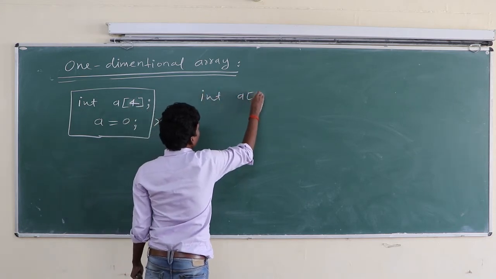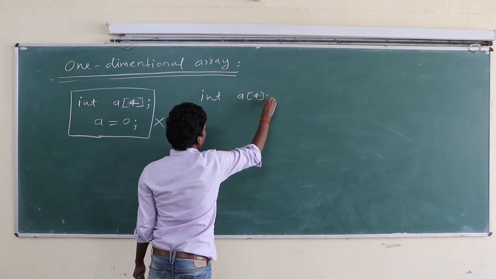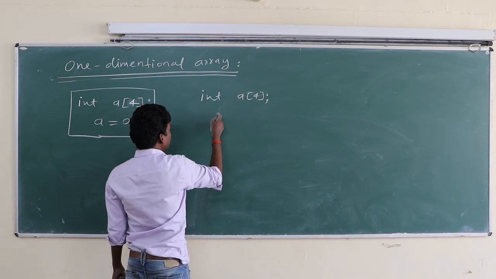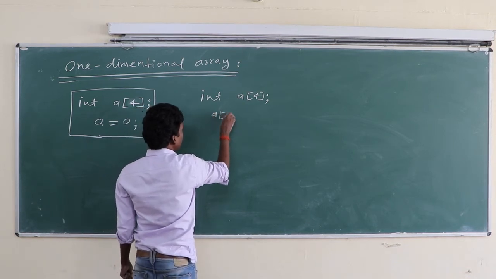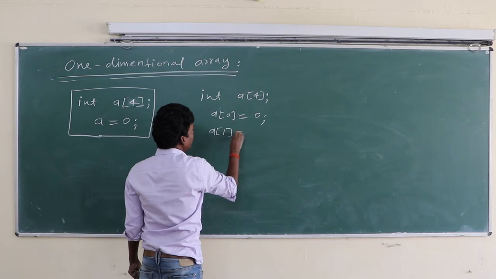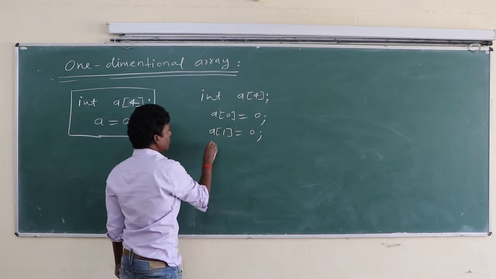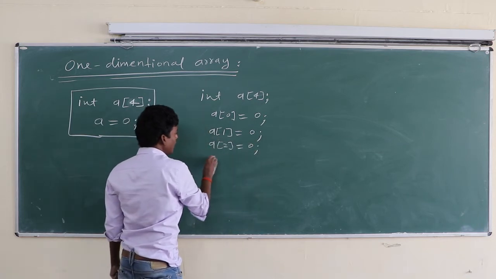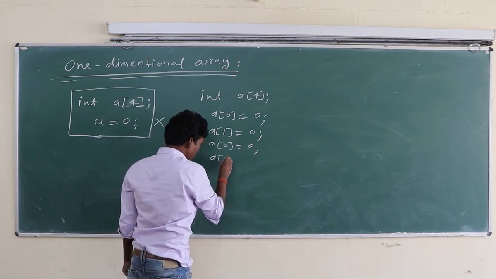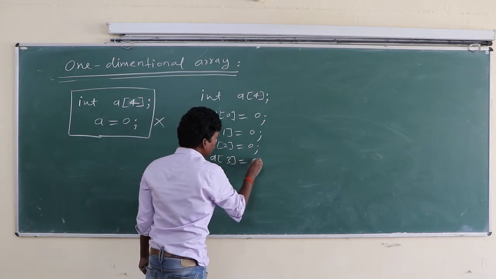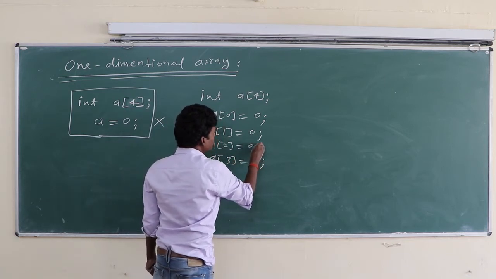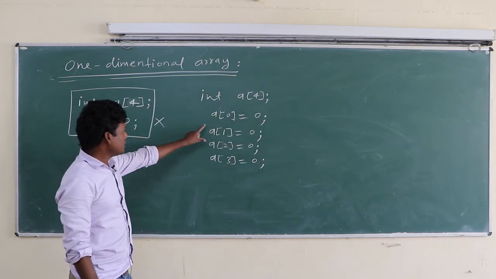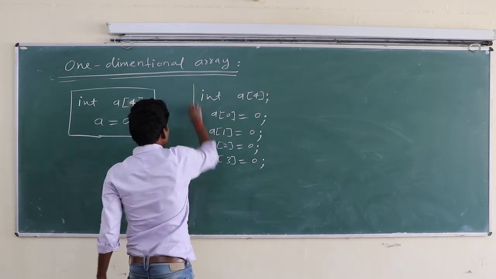You can write it here: int a of 4. You can store up to 4 elements, and all elements must be integer type. And if you assign values, then you have to write a of 1 equal to 0, that is the second element. a of 2 equal to 0, that is the third element, and a of 3 equal to 0, that is the fourth element. So class, this assignment is valid.